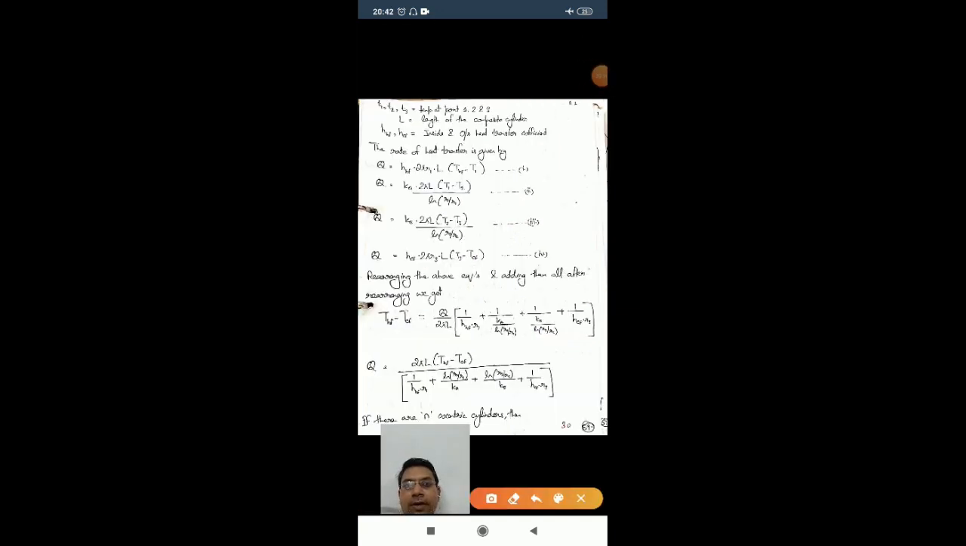So T1, T2 and T3 are temperature at points 1, 2 and 3. L is the length of the composite cylinder, and HF, HCF as I told you earlier. So the rate of heat transfer, first of all, from hot fluid to the inner surface of the composite cylinder is given by the convection heat transfer equation.